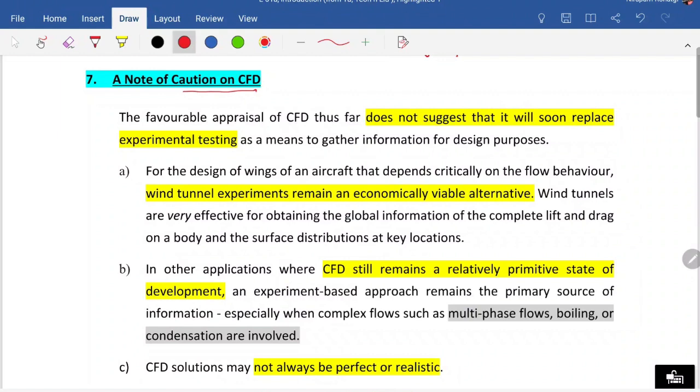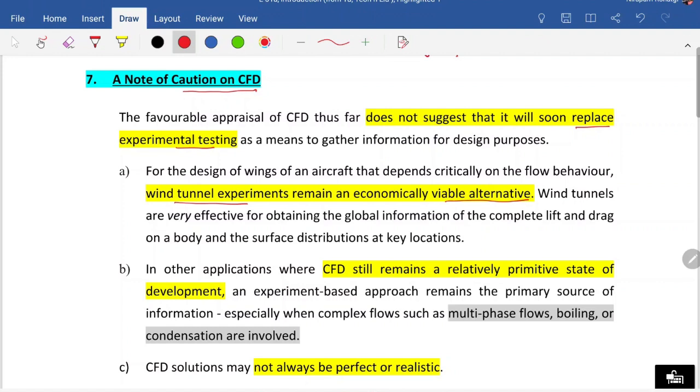A favorable appraisal of CFD thus far does not suggest that it will soon replace experimental testing. Experimental testing is still a dominant part, and especially wind tunnel experiments are still a viable alternative, the reason being that they exist. Earlier, aeroplanes were designed using wind tunnels. Wind tunnels came basically to design the wings of aeroplanes. Now those structures are existing. The experimental setup is there, so you have to only put up a new wing to test it.